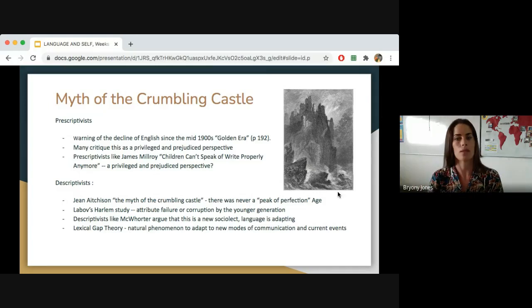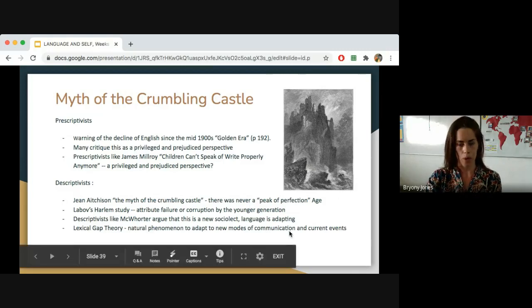That's the descriptivist mentality. And remember, you can look at Labov's Harlem study, and he was really more of a descriptivist, saying, look, the prescriptivist would have said those African American kids are inferior and they are not using language properly. But what he's saying is, look, the younger generation isn't corrupting our language, they're just using it differently. Okay, and same with McWhorter. This is just a new sociolect. You can also use lexical gap theory to better understand, look, we're just using new words to adapt to new current events, okay? Okay, moving on.